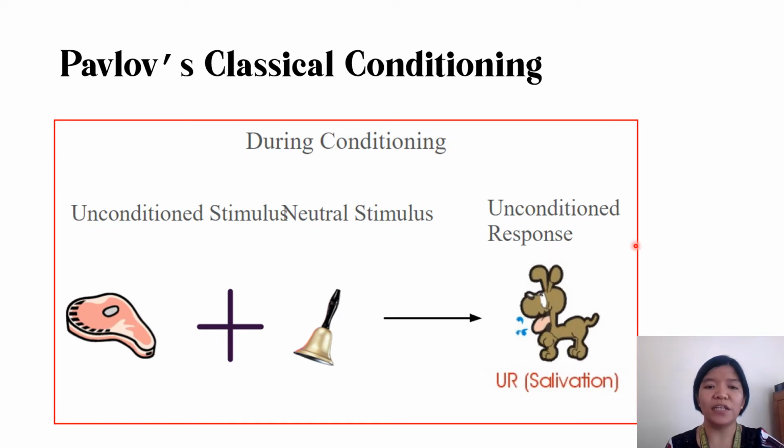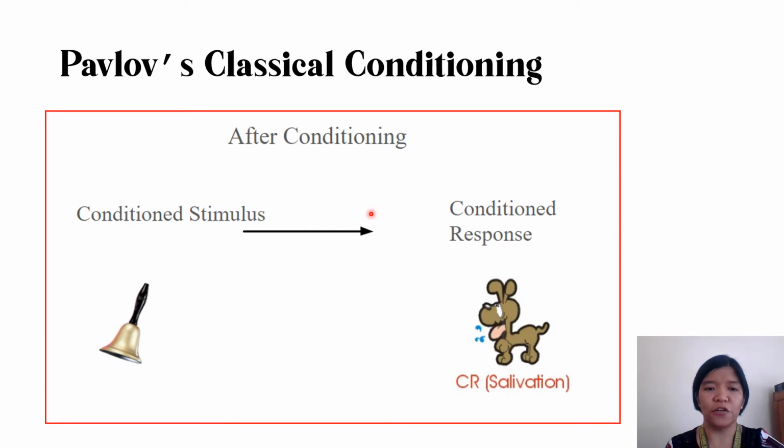So, what is after conditioning? This is after conditioning. Even if only the bell is heard, the dog will salivate because he is already conditioned that every time the bell rings, there will come meat after. So, that is how he did his conditioning.